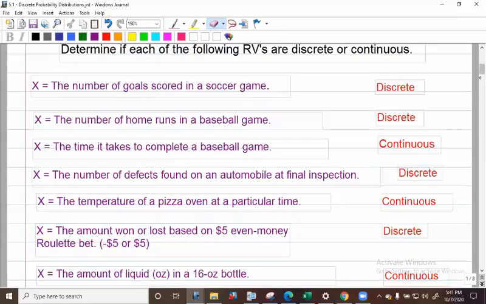Determine if the following random variables are discrete or continuous. The number of goals scored in a soccer game. That would be discrete.